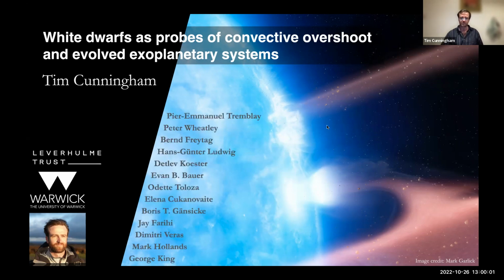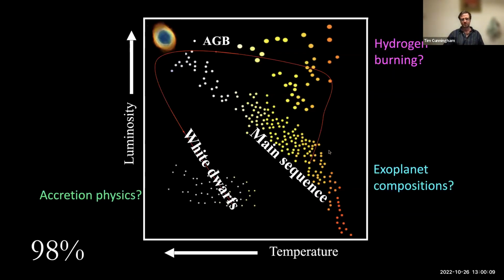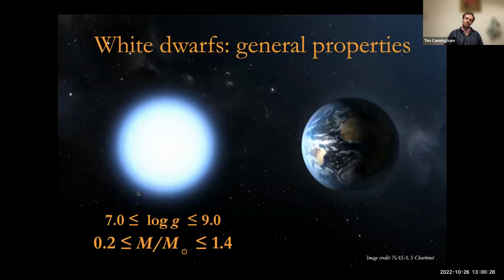The work that I'll present here has benefited from collaborations with the people shown on the screen here. So to kick off, I'm going to try and touch on how we can use white dwarfs to probe the following things: exoplanetary compositions, hydrogen burning during the asymptotic giant branch, and accretion physics.